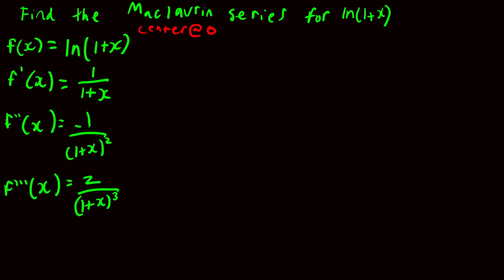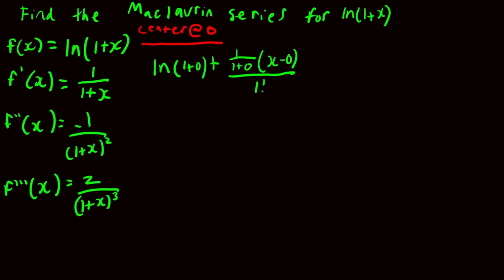So let's evaluate. So center at 0. So we already wrote that down. So first thing, we're going to start writing down our f of x. So f of x is ln of 1 plus 0. We're just going to plug it in. Plus, this is just going to be 1 over 1 plus 0 times x minus 0, which is just x over 1 factorial, plus, what is this? Oh, this is negative.